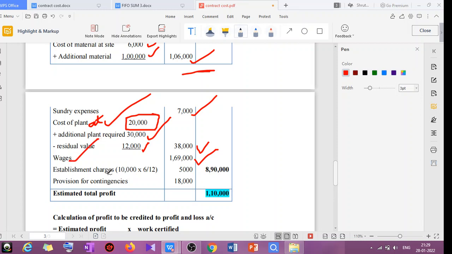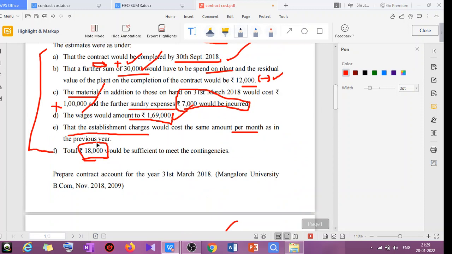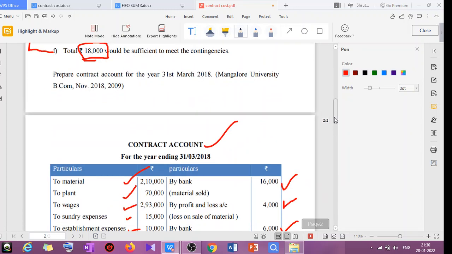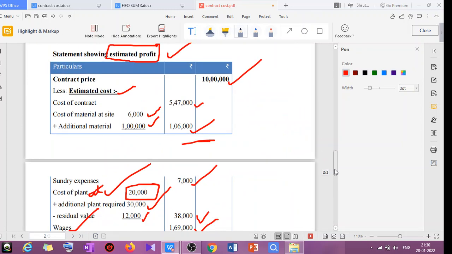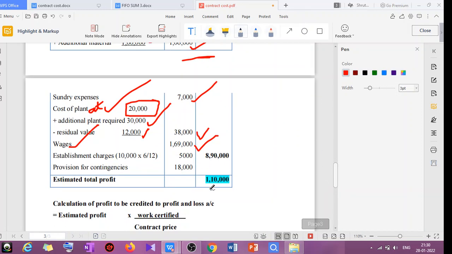Then establishment charges, what they mentioned is based on the previous contract. The establishment charges would cost the same per month as in the previous year. So previous year, what was the amount of establishment charges? It is 10,000, that is for 12 months. Our contract was for 12 months. Now again it is extended by 6 months. So calculate only for the 6 months. So the cost will be 5,000. I hope it is clear to you till here.